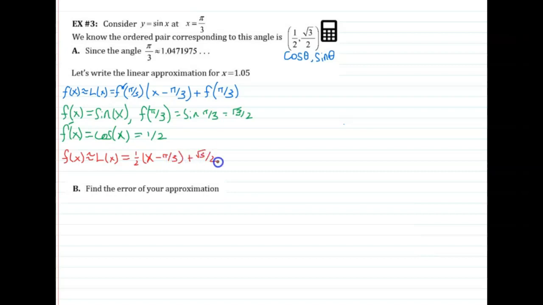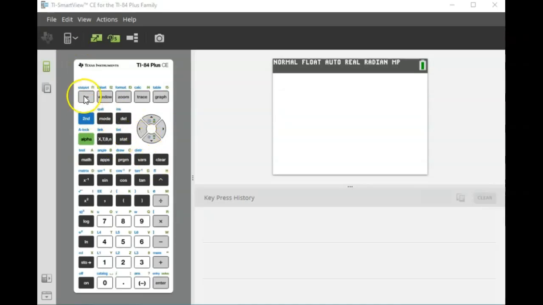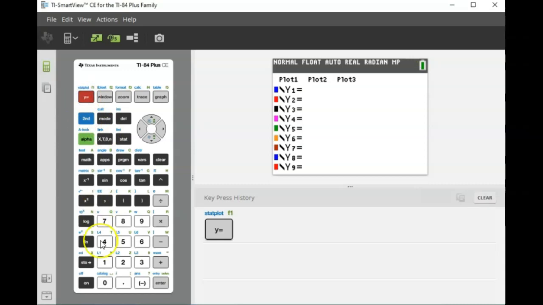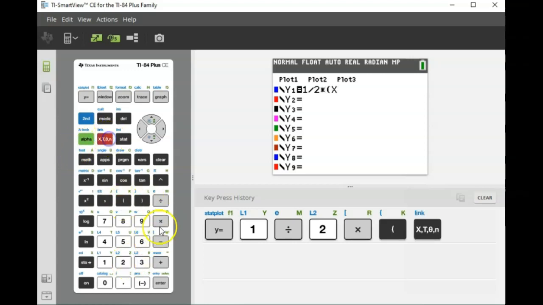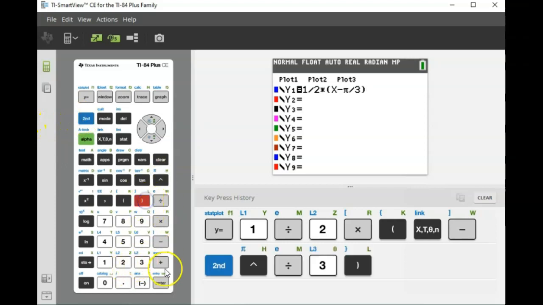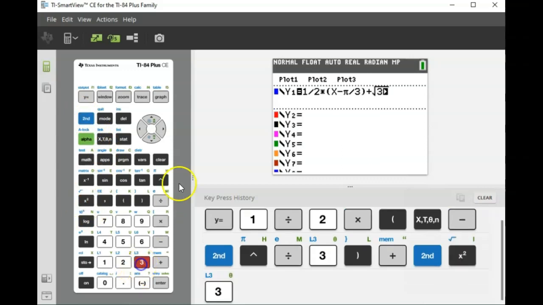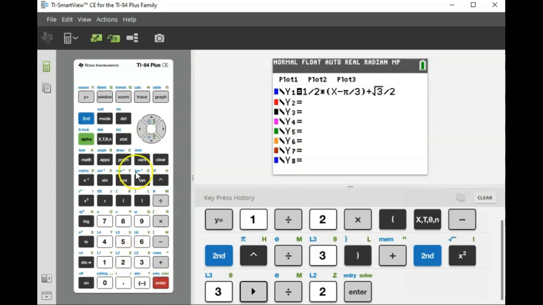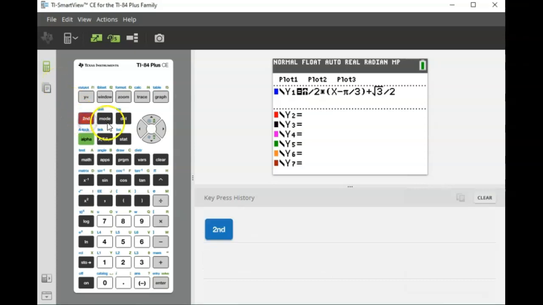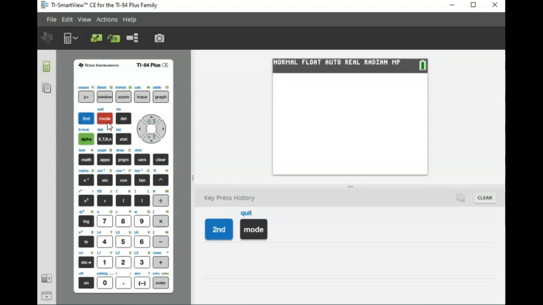Next, we enter this equation into our graphing calculator. To store our equation, press y equals. We then enter 1 divided by 2 times, open parentheses, x minus second function, pi divided by 3, close parentheses, plus second function square root 3, right arrow, divided by 2, enter. This puts our equation into the memory location y1, where we can substitute any value. Press second quit to exit the equation editor and return to the main screen. Your calculator may not have shortcuts, so I will avoid using them.